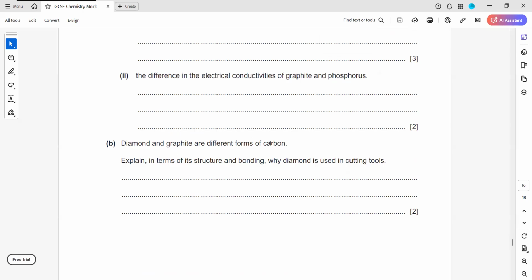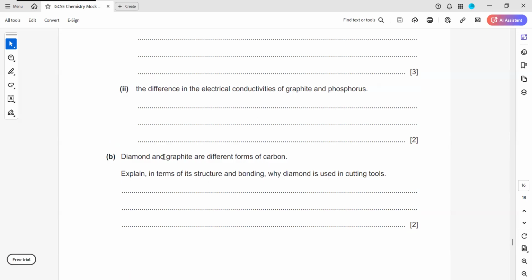Then diamond and graphite are different forms of carbon, explained in terms of structure and bonding. Why is diamond used for cutting tools? It doesn't have a layer structure, so its layers cannot slide over each other. But they did not ask me to compare it with graphite. Yes, explain why diamond is used. You have to compare. Diamond and graphite are different forms of carbon.